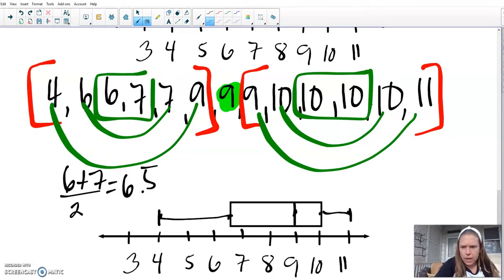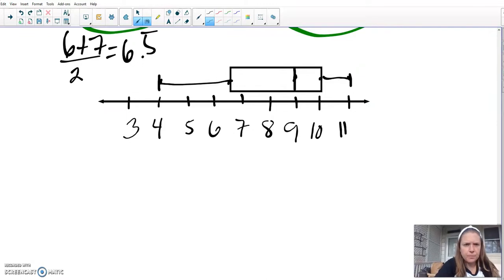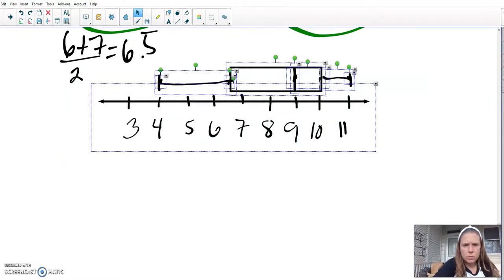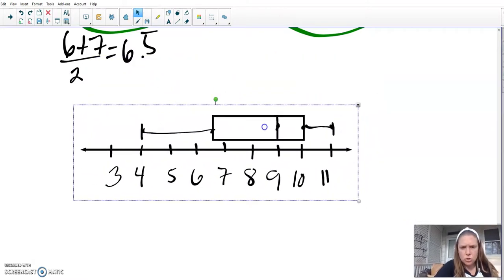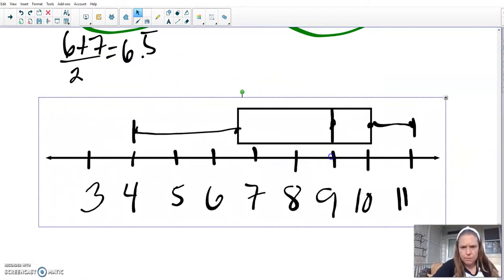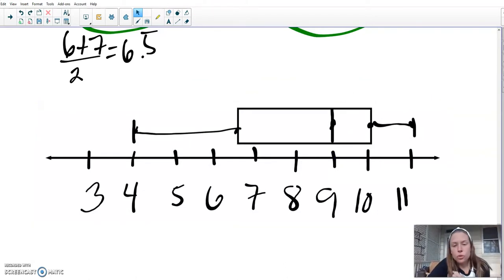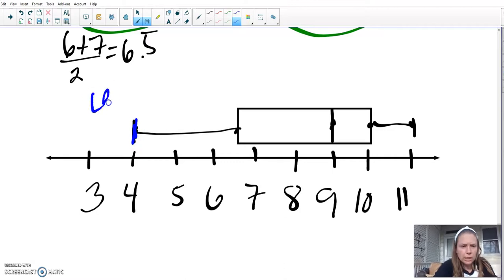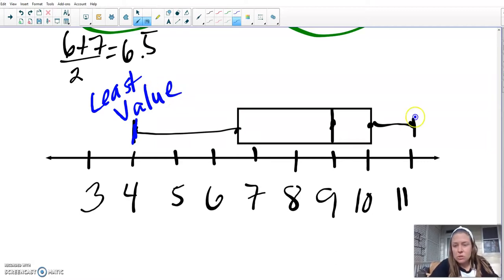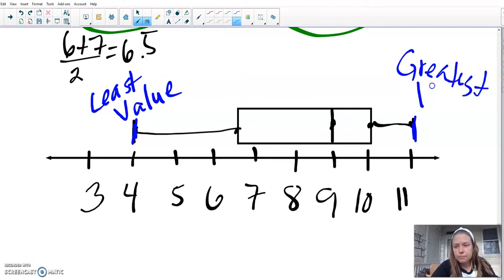Now, what are you going to do at home for this lesson? I'm going to tell you. This right here is going to be, again, very difficult for me to assess and watch you draw. So what I'd like you to first do on the assignment attached is start identifying what is what. So it's going to be a little difficult for me to write this, but I'm going to do my best. The whisker on the far left is always going to be your least value. That leaves the whisker on the right to be your greatest value.